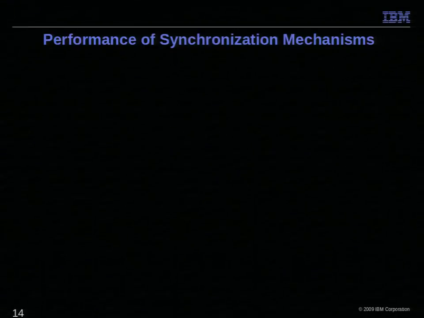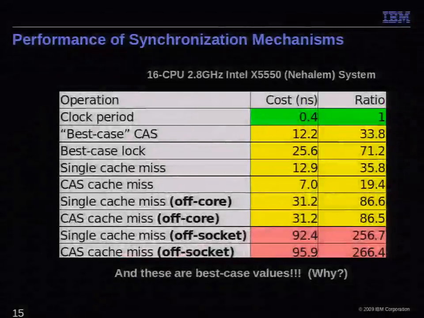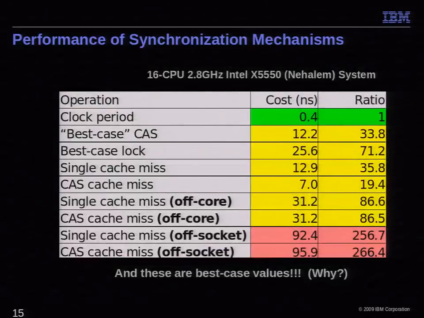So let's look at why this is happening. Some of you, I think, have a good idea when you talked about the sockets, but let's take a look more numerically at what's going on. This is an older CPU, a Nehalem, and what we've done here is measure a number of operations fairly carefully. The clock period is 0.4 nanoseconds, 400 picoseconds. And the ratio column is just the ratio of the cost of a given row to the cost of a single clock period.